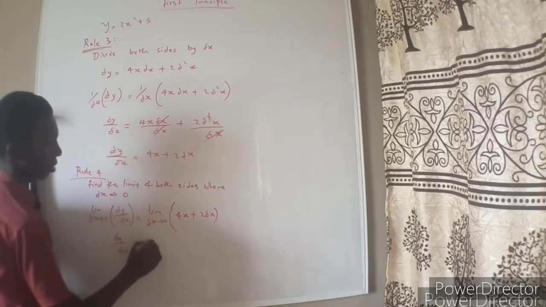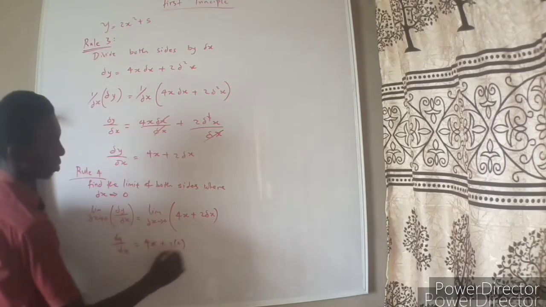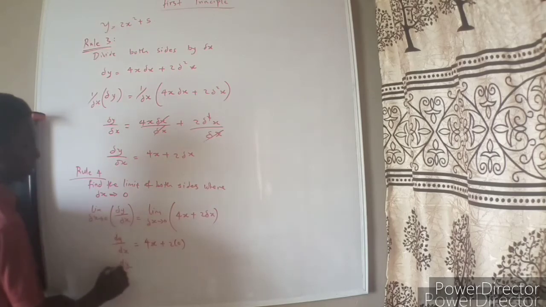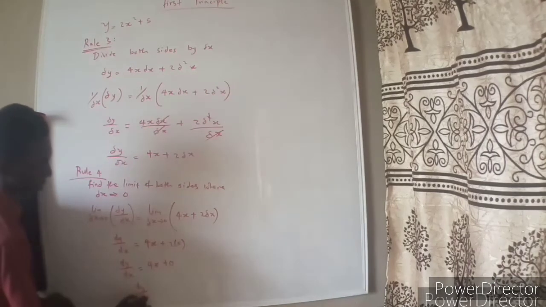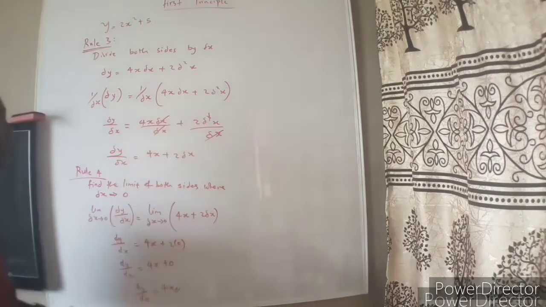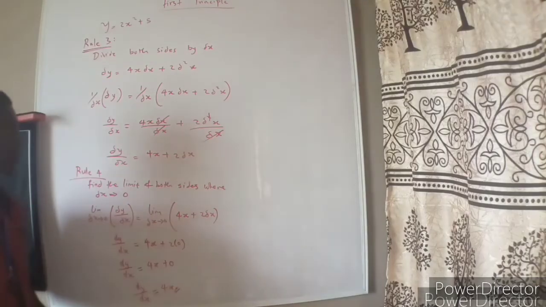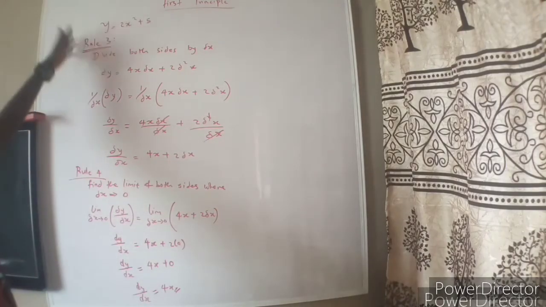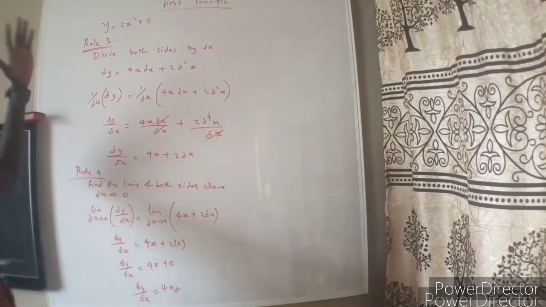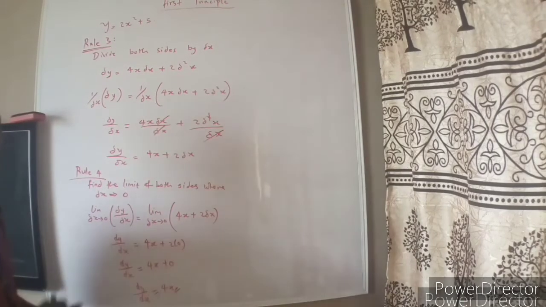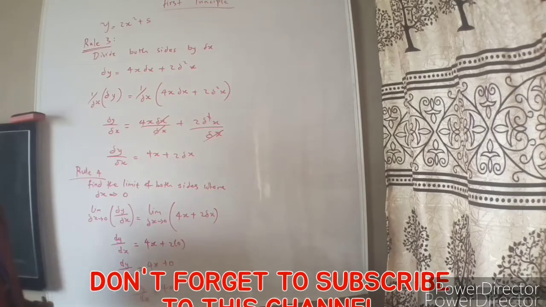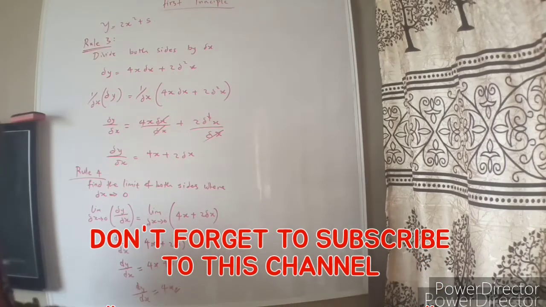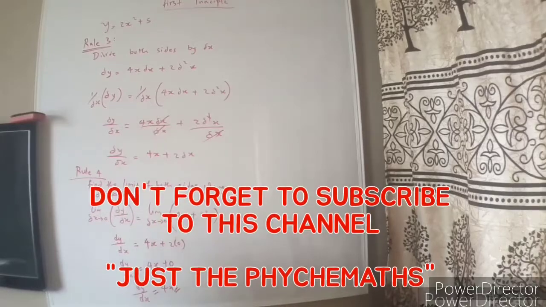Now having 4x plus 2 into bracket 0. So dy dx equals to 4x plus 0. So finally my dy dx equals to 4x. And that's our final answer for this question. So that's just the way of using first principle. Those are the 4 basic rules of using first principle to find the solution to any problem, or finding the first derivative for a problem. So that's that about first principle.